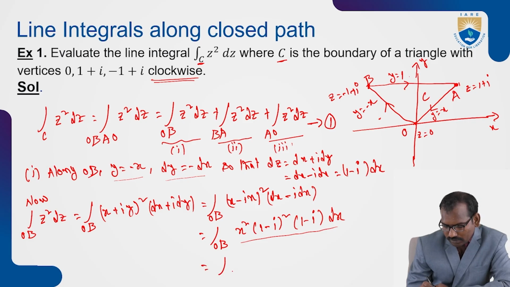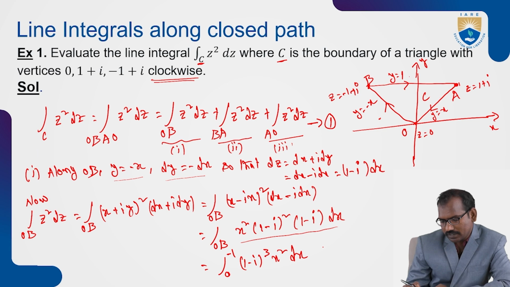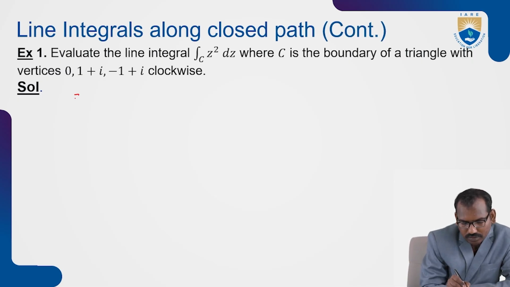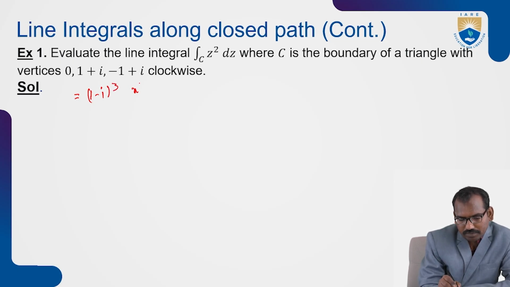So I am writing now, at OB, at O the x value is 0, and at B the x value is minus 1. And we are having (1 minus i) whole cube, x square dx. So we will calculate this integral value now. Here you will get (1 minus i) whole cube, x cube by 3, and x variation from 0 to minus 1.